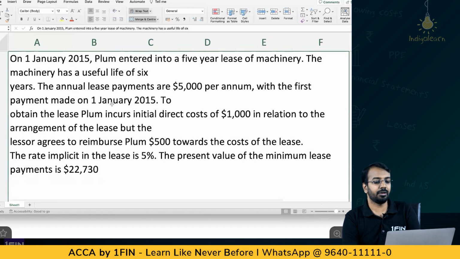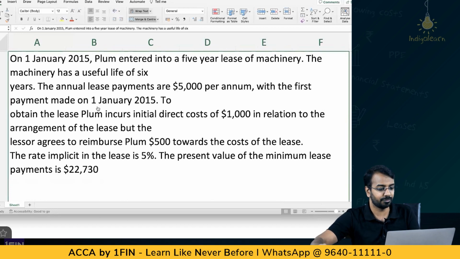On 1st of January of 15, Plum entered into a 5-year lease of machinery. Lease term is 5 years. The machinery has a useful life of 6 years. Lease term is 5 years, useful life of 6 years. Annual lease payments are 5,000 per annum, with the first payment being made on 1st of January.